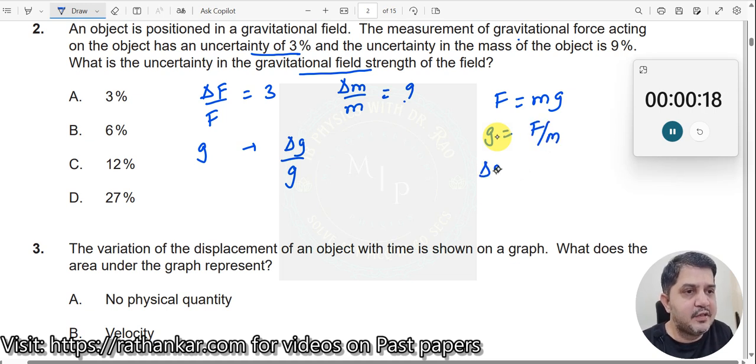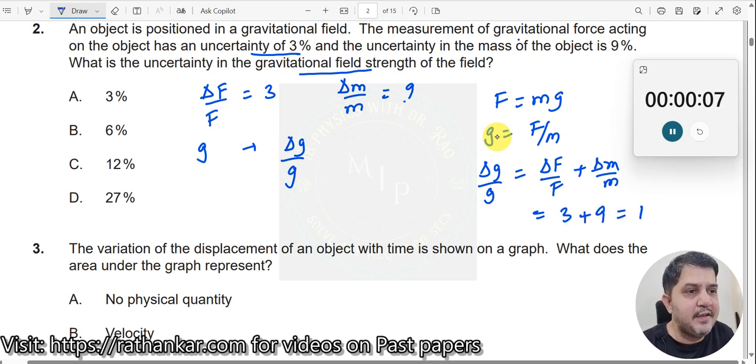So delta G by G is equal to delta F by F plus delta M by M. Delta F by F is 3, delta M by M is 9, which will be equal to 12%. So the answer should be 12%.